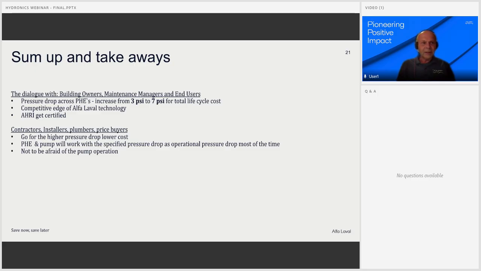And I think the PHE and pump work closely together, with the specified pressure drop in relation to also the operational pressure drop. And I think we should not be afraid of the pump operations. I know that all the pump manufacturers are developing themselves in regulation and so on. And I think it's a good opportunity. At the end of the day, we're all saving energy and creating more efficient systems.